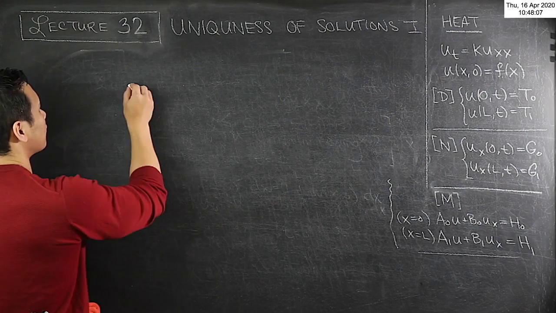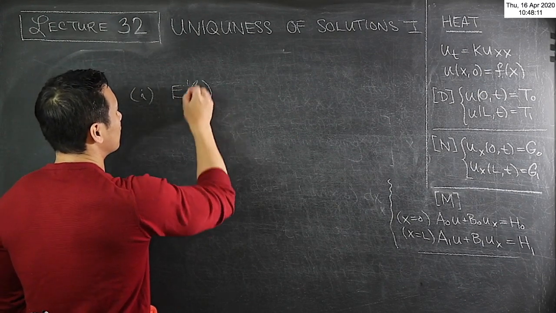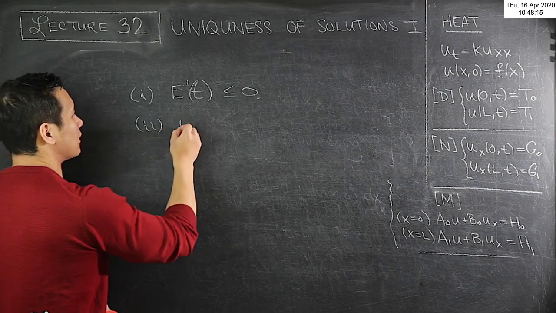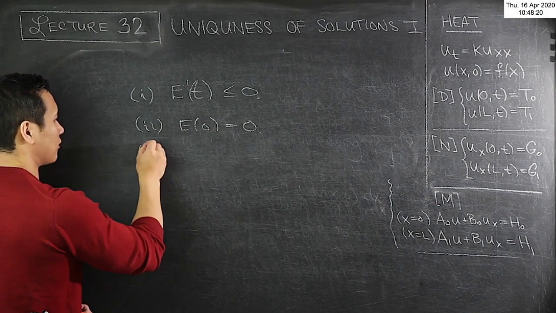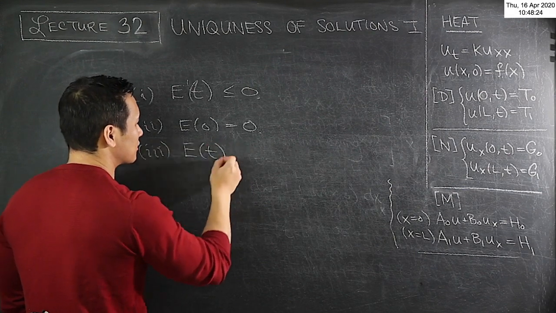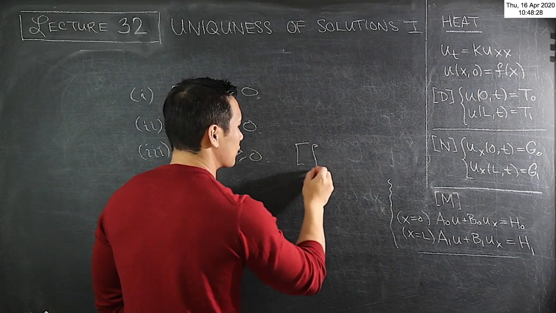So the first thing you've concluded is that E prime of t is less than or equal to 0. The second thing you concluded is that E of 0 is 0. And the third thing you concluded is that E of t is greater than or equal to 0, because this is the integral of a squared quantity.